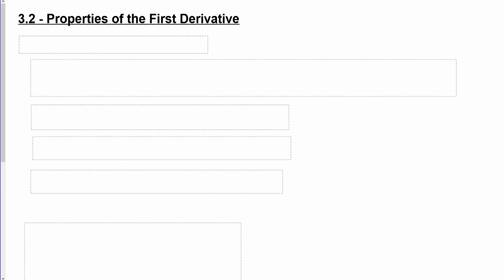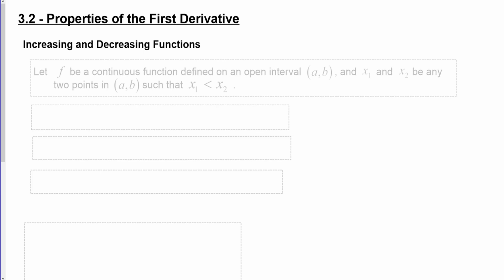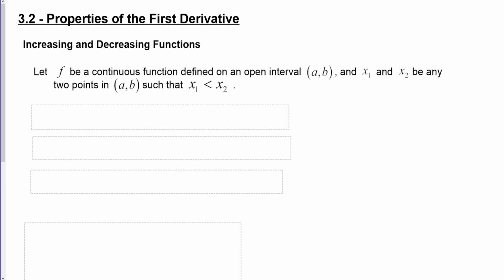In this lesson, we're going to discuss properties of the first derivative, and we're going to begin with increasing and decreasing functions. So let f be a continuous function defined on an open interval from a to b, and x1 and x2 be any 2 points in that interval such that x1 is less than x2. The ordering there is important to make sure we're defining increasing and decreasing properly.